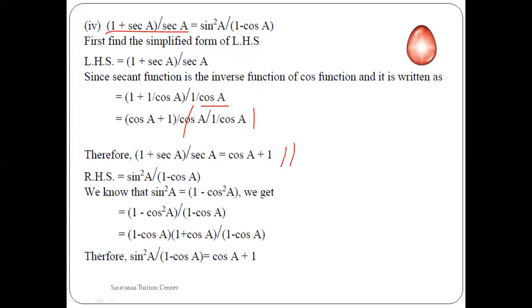Take the RHS, sin square A by 1 minus cos A. So, we know that sin square A equals 1 minus cos square A, right? So, 1 minus cos square A, which is like A square minus B square, that is (A plus B) into (A minus B). So, we can split this as (1 minus cos A) into (1 plus cos A) divided by (1 minus cos A). In the numerator there is a 1 minus cos A and in the denominator there is a 1 minus cos A. Just cancel it and you get 1 plus cos A, and we have proved the LHS and RHS.